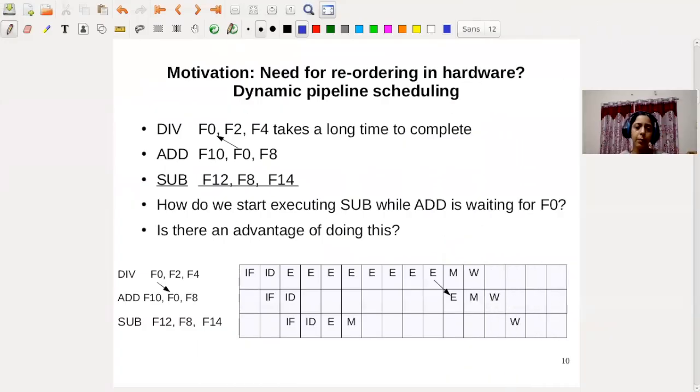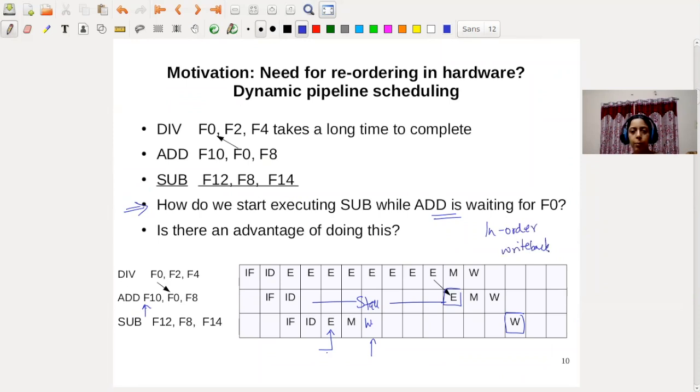So what is meant by out of order scheduling? So basically, how do we start executing the sub instruction while the add is waiting for the F0? So basically, this is what we do. The add is still waiting, it's still stalled, and it is still waiting for completing its execution while the sub has started its execution. And of course, the write back is not going to happen here. And that is because we don't want to be overwriting any data before the previous instruction writes it. So this is what is called as in order write back.